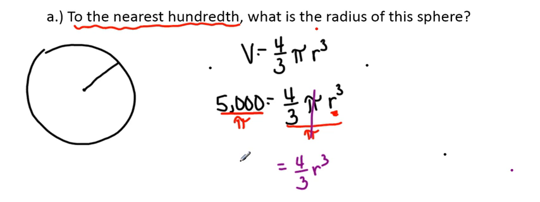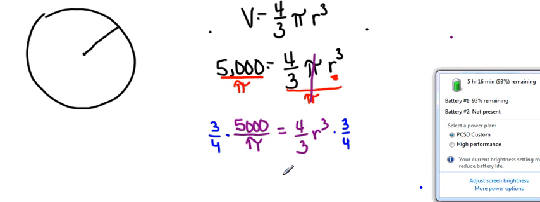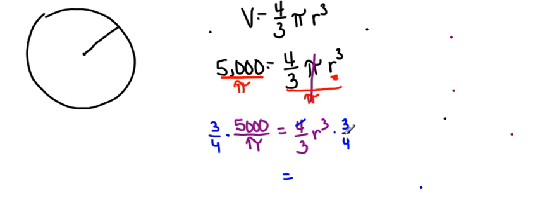All right, so that got rid of the pi that was attached to the r. Now I need to get rid of the 4/3. I can do this in one of two ways. I can either divide by the fraction 4/3, or I can be a little savvy and a little sophisticated and multiply by its reciprocal, which is 3/4. Either way will get the job done. So these 4's will cancel, these 3's will cancel, I'll be left with r to the 3rd.